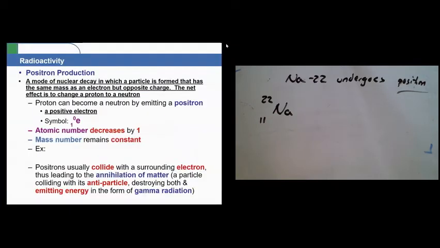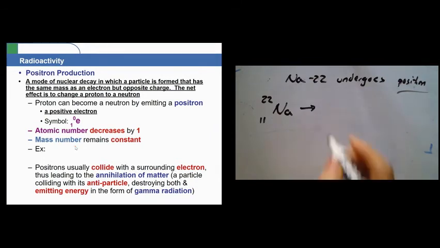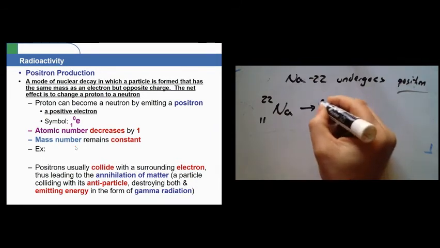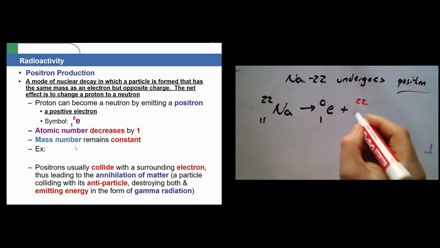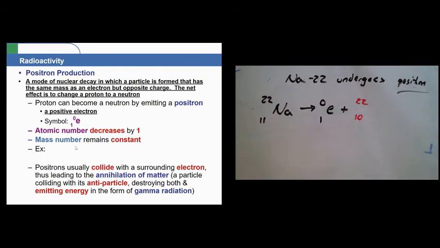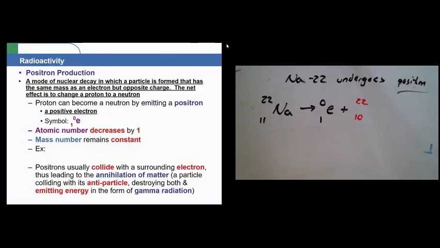And then I say it emits a positron. So I put the positron here, positive 1, 0. And I go through the balancing process. 22 is equal to 0 plus 22. 11 is equal to 1 plus 10. And again, I look on my periodic table and I see that 10 is over here and it is neon. So that is neon, Ne.